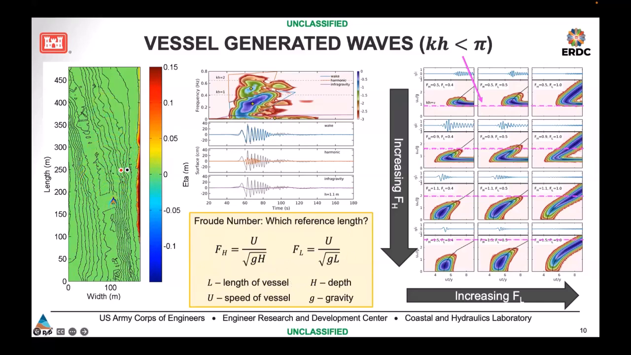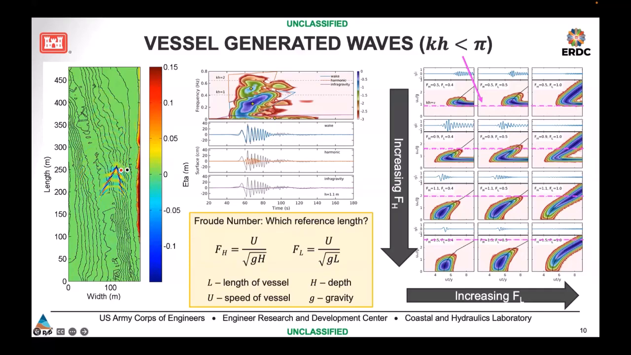What this means is, on the right, we have a spectrogram from a collection of Funwave simulations. The important thing to note is going down, we have an increasing Froude number with respect to depth, and going to the right, we have increasing Froude number with respect to the length. Furthermore, the important thing to note is these horizontal dashed magenta lines, which represent kh equals pi.